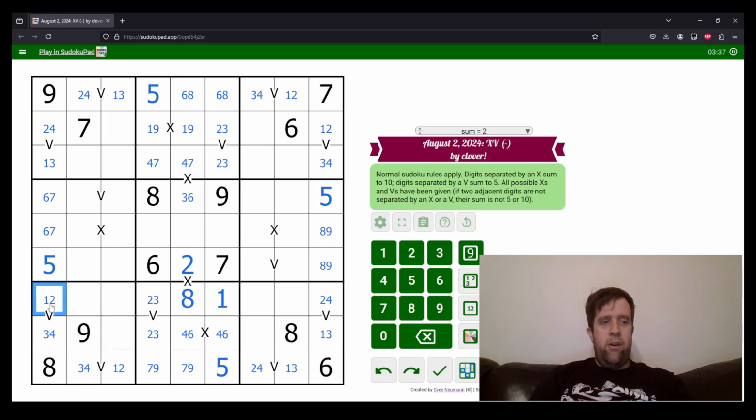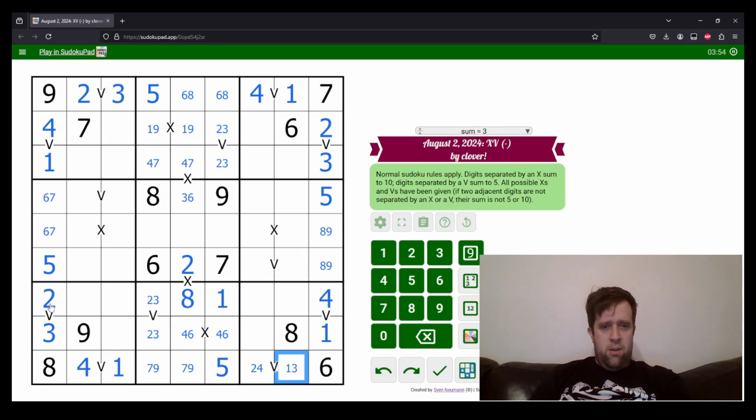Now, this 1 over here sees this 1, so that's 2 and 3. 4 and 1 come up here. That is 3 and 2. 4 and 1. 4, 1, 2, 3. 4, 1. 3 and 2. Yep, there we go. And 2, 3.